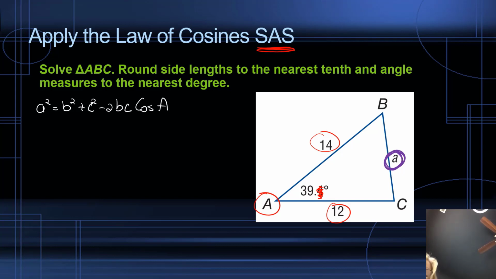Now, what we're going to do is plug our values in. We don't know a squared. We do know that b is 12, so 12 squared plus 14 squared minus 2 times 12 times 14 times the cosine of angle A. Actually, the cosine of 39 degrees. Go ahead and erase that. All right, here we go. A squared. All right, let's write all those numbers in.